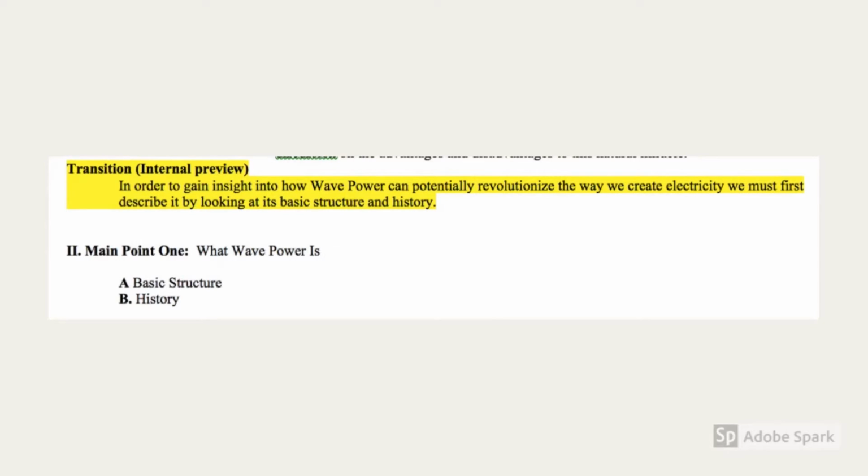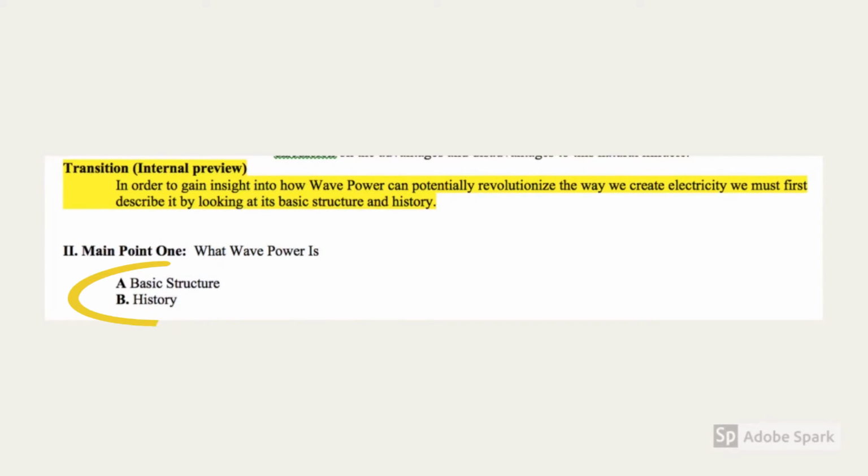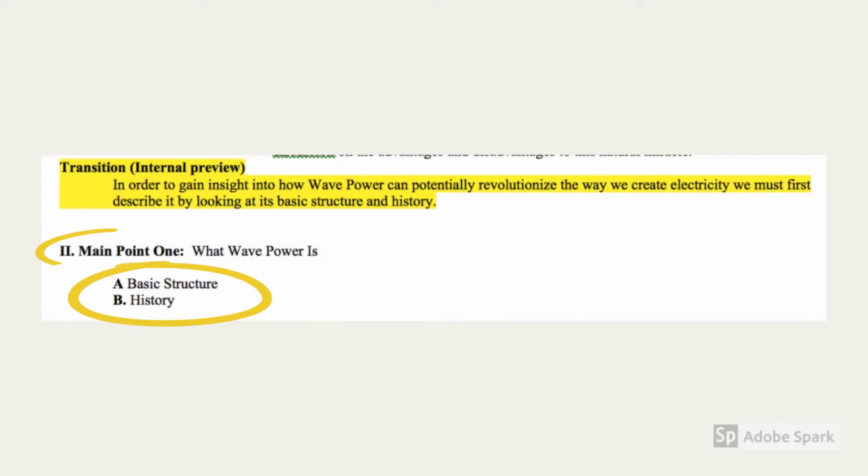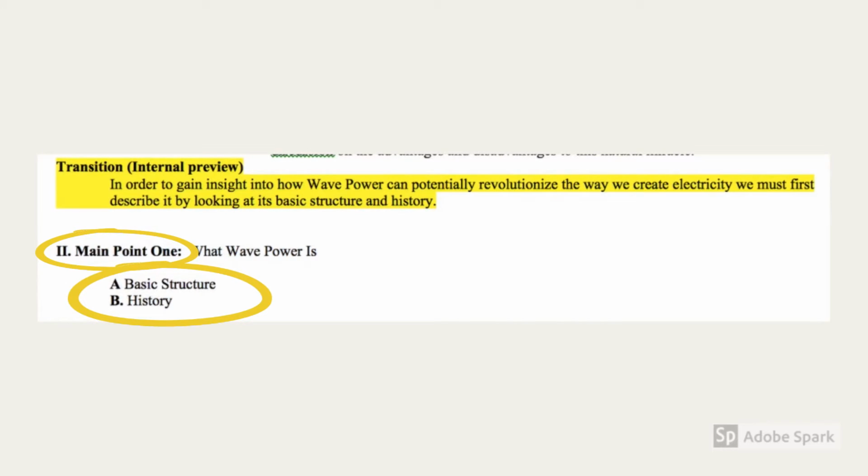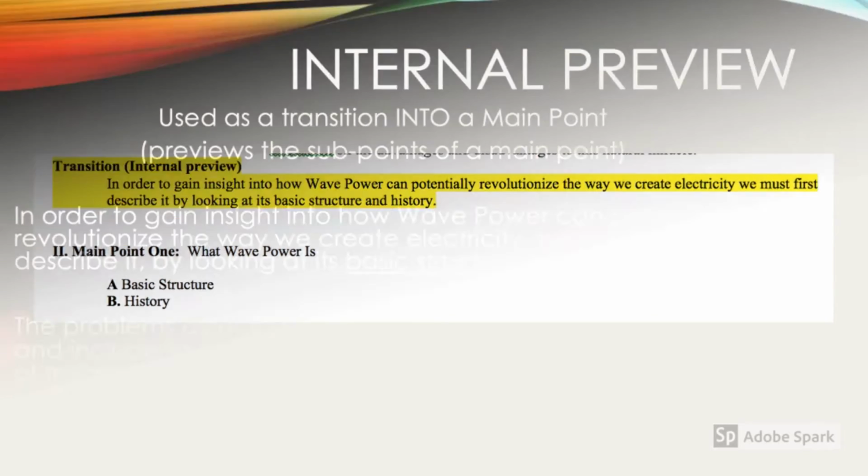Once again, what makes this sentence an internal preview is that it incorporates the 2 subpoints. Notice the subpoints for main point number 1 are basic structure and history. And what this internal preview does is forecast that those are the 2 things we're going to be talking about.